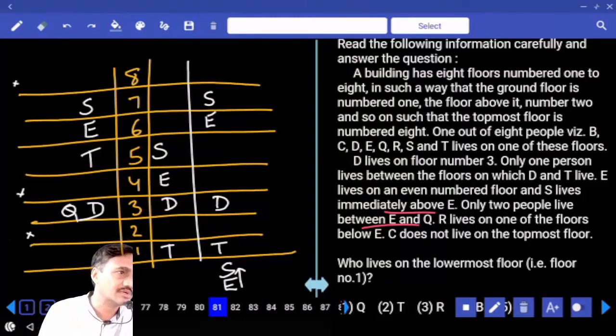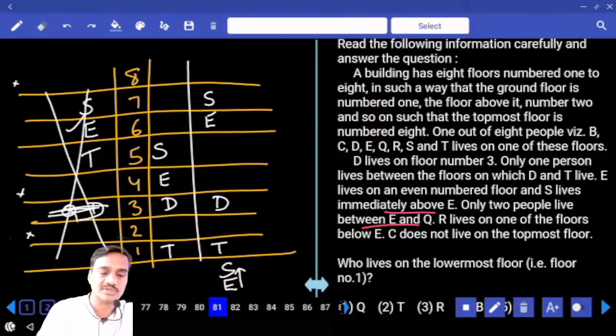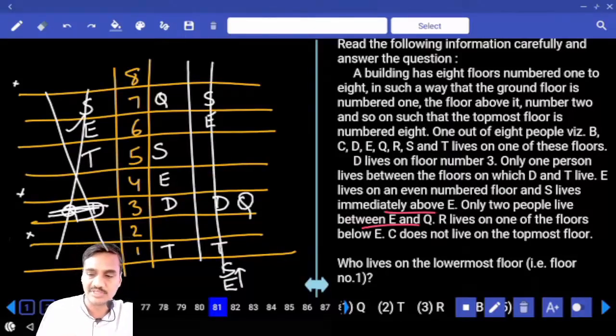Here it is not possible. Is it fine? Between E and Q there must be two people. E is here, so Q and D would have to be in the same place, not possible. And 2 persons between E and Q, 1, 2, Q is here. Now 2 persons between E and Q, here also we have no chance. Hence, only the second possibility is left over.